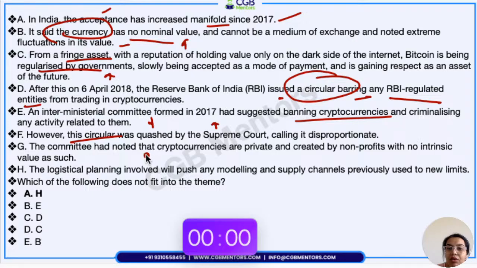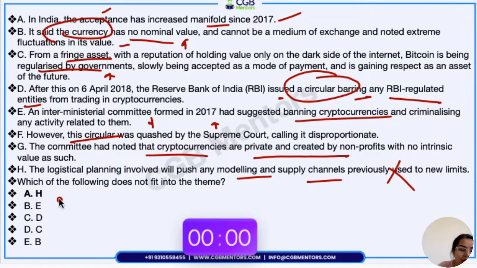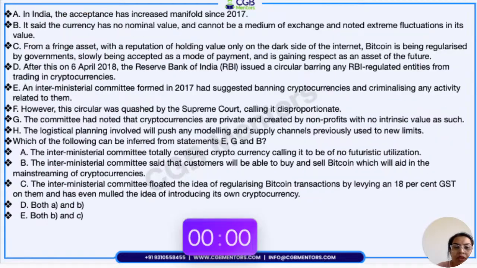The committee had noted cryptocurrencies are private, again about the same cryptocurrency. The logistical planning involved will push any modeling or supply chains. We're talking about the circular related to cryptocurrency and the value of it. Logistics, transferring of goods from one place to another, supply channels makes no sense here. So no doubt H was our odd one out.